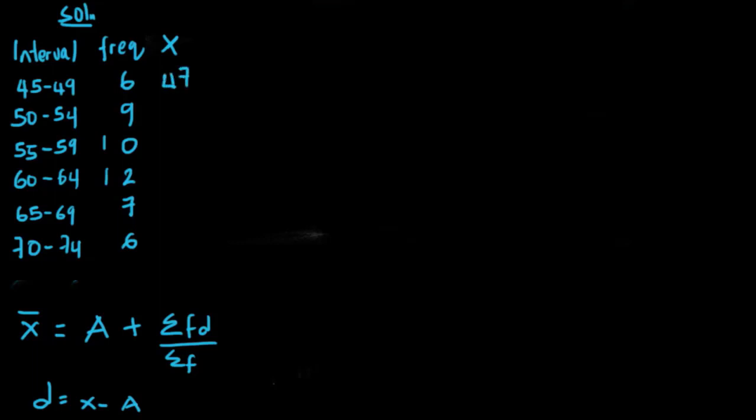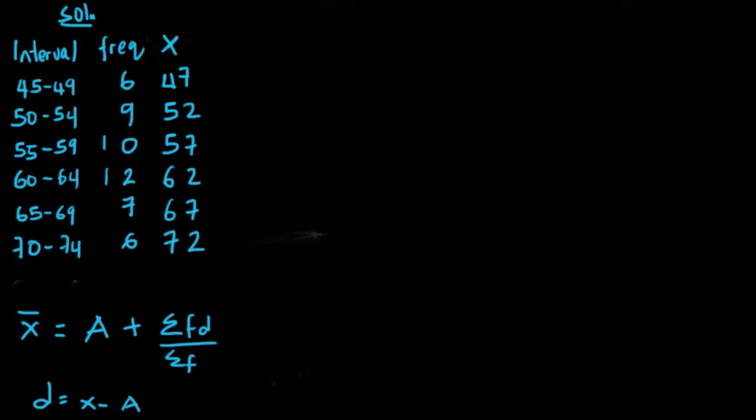50 plus 54 divided by 2 should give us 52. 55 plus 59 divided by 2 should give us 57. 60 plus 64 divided by 2 should give us 62. 65 plus 69 divided by 2 should give us 67. 70 plus 74 divided by 2 should give us 72. Do you understand it?